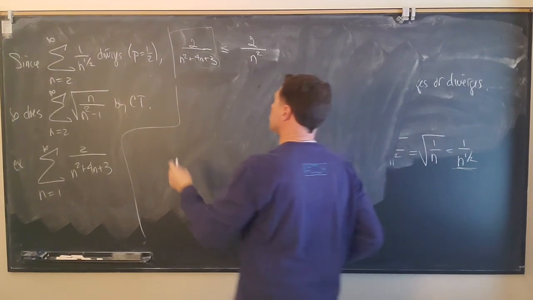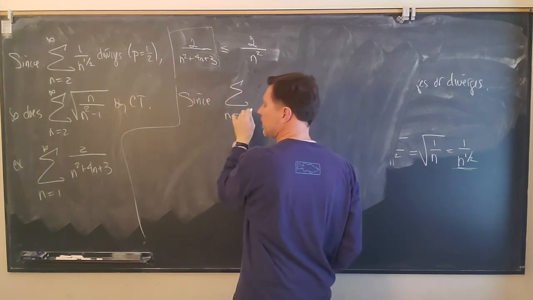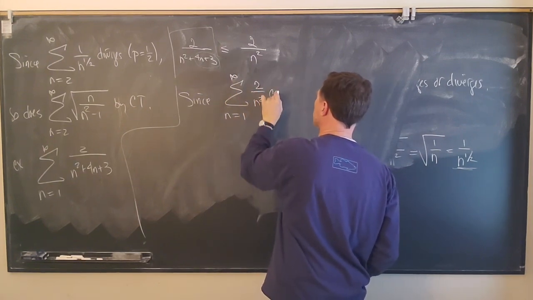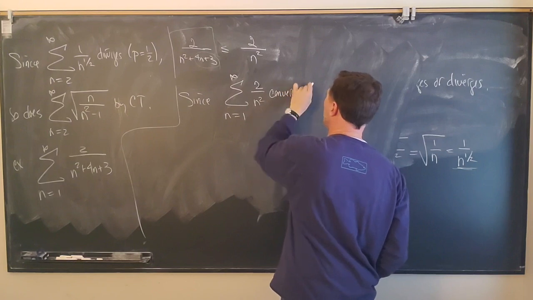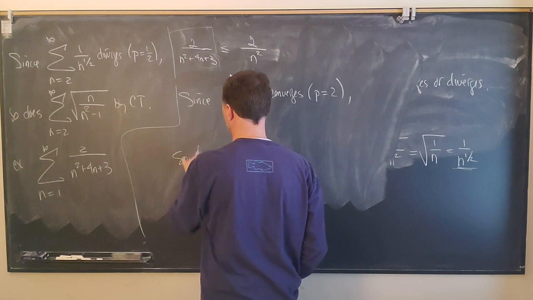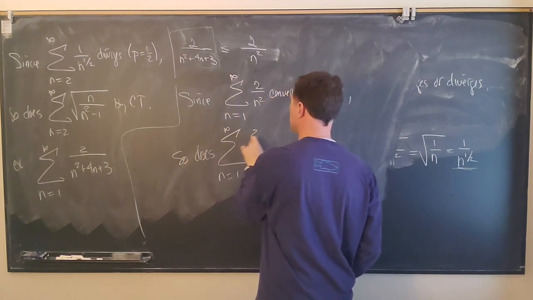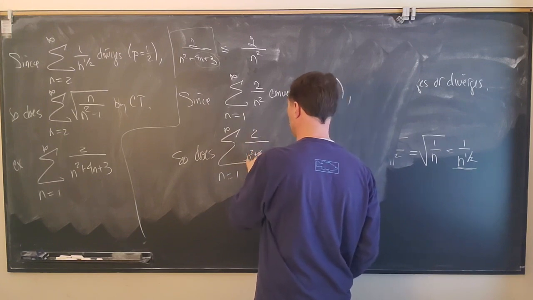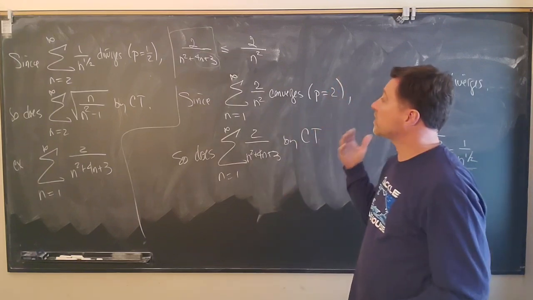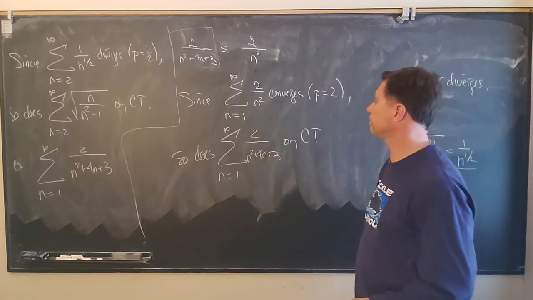a convergent series. So now we can say since the sum n equals 1 to infinity of 2 over n squared converges, right here p equals 2, so does the original one, the sum n equals 1 to infinity of 2 over n squared plus 4n plus 3, by the comparison test. We show that the series we were given is smaller than one that we know converges.